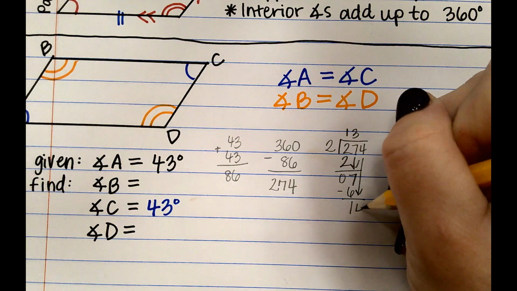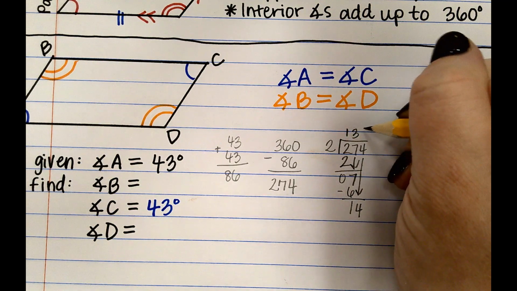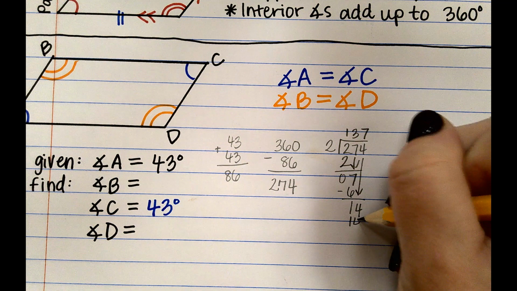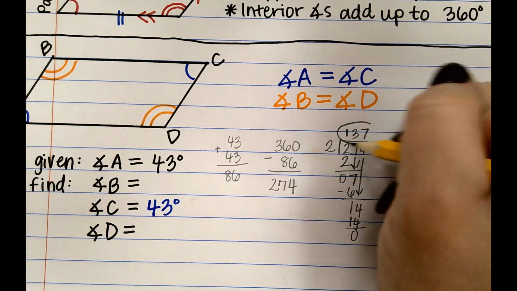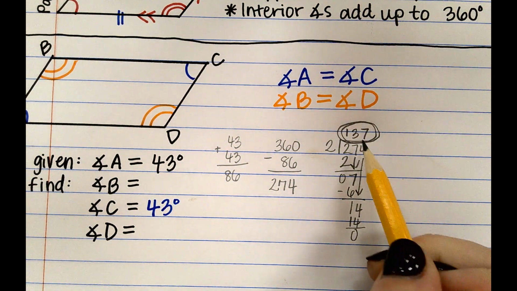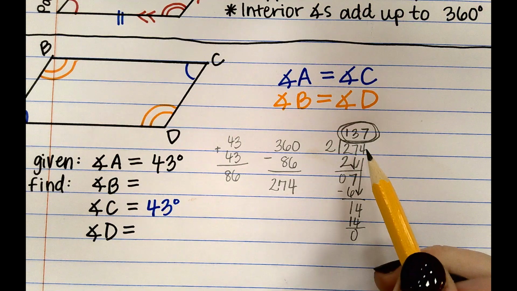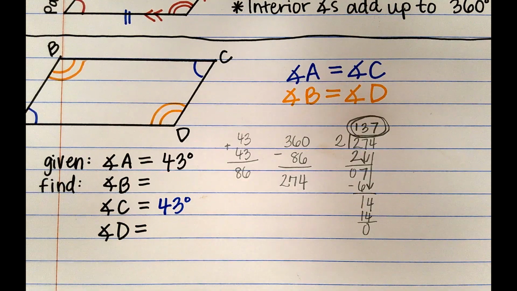Bring down my 4, and then it goes into 14 7 times to make 14. Okay. 137. That should be which angles? Both. Whole way of doing it. Do you have a different way of doing it by hand? How do you do it?